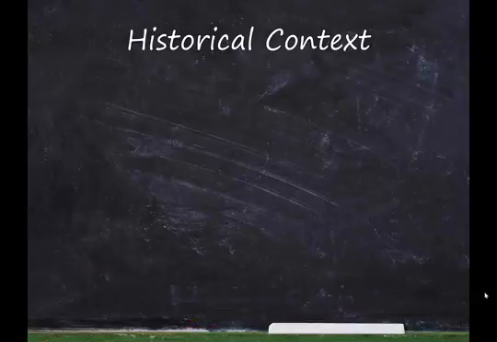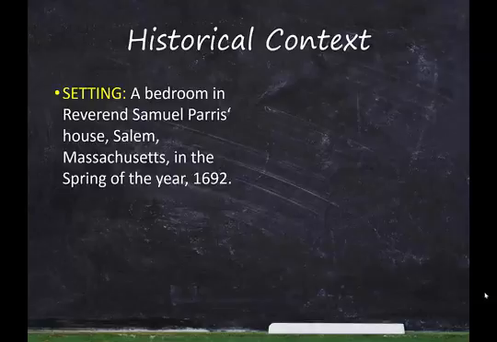Let's look at a couple of excerpts from the beginning of Scene 1. Remember that a play includes stage directions and other information that help readers and actors understand more about how the lines are spoken and what subtext accompanies them. Here we have a note about the setting. We're in a bedroom in Reverend Samuel Parris's house, Salem, Massachusetts, in the spring of the year 1692. If that doesn't ring any bells for you, you can look it up.